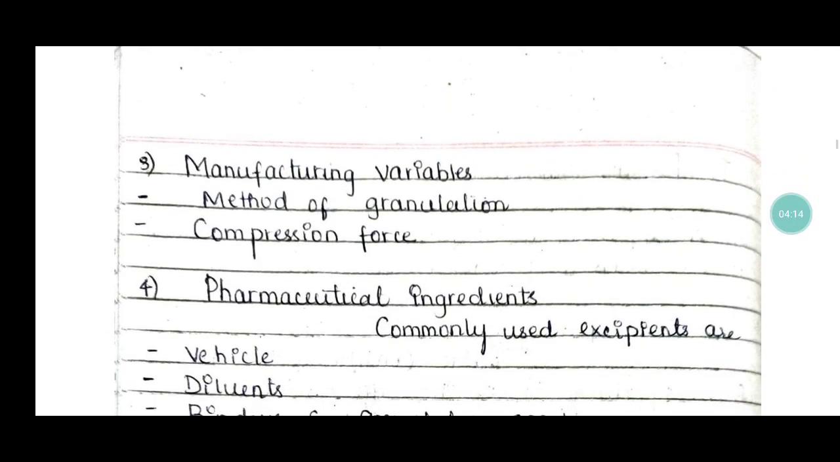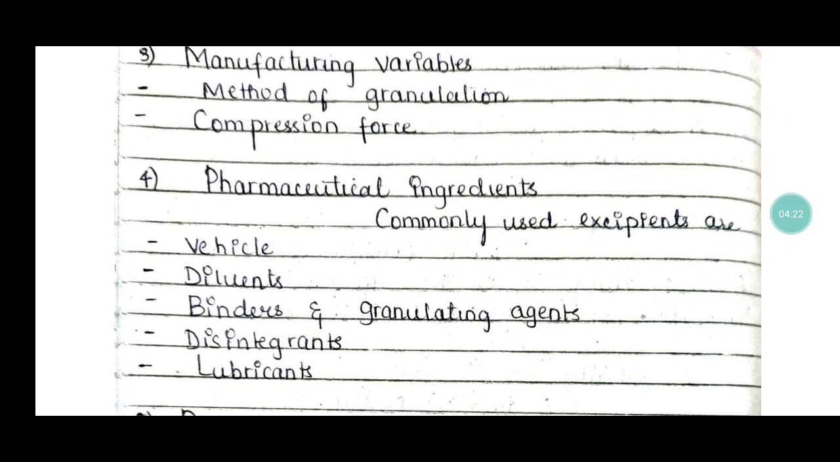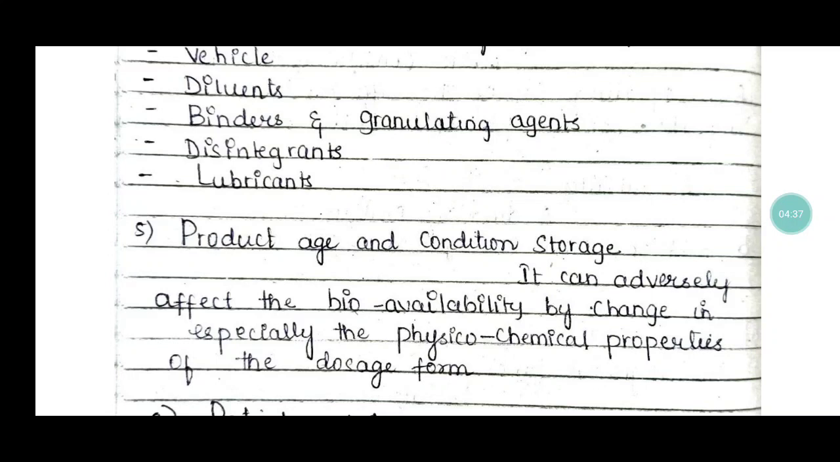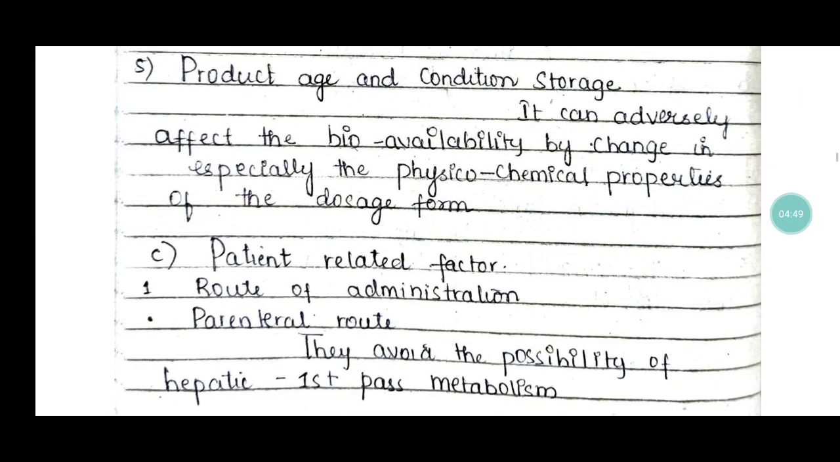So number third, manufacturing variables, in that method of granulation and compression force are included. So number 4, pharmaceutical ingredients or active pharmaceutical ingredients. Commonly used excipients are vehicles, diluents, binders and granulating agents, disintegrants and lubricants. So number 5, product age and storage condition. It can adversely affect the bioavailability by changing the physicochemical properties of the drug form or the dosage form. So number C, patient related factors, in that number 1, route of administration.